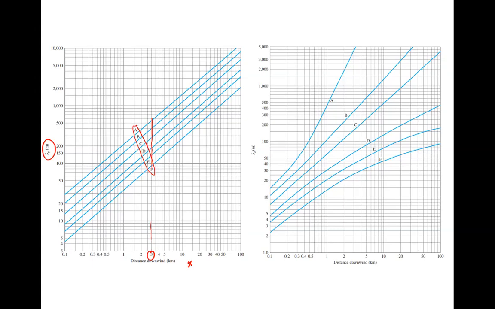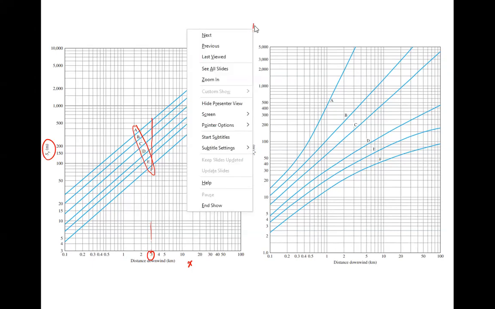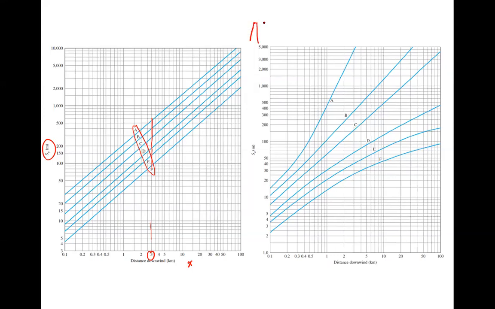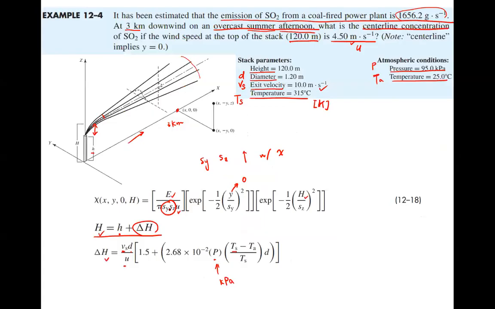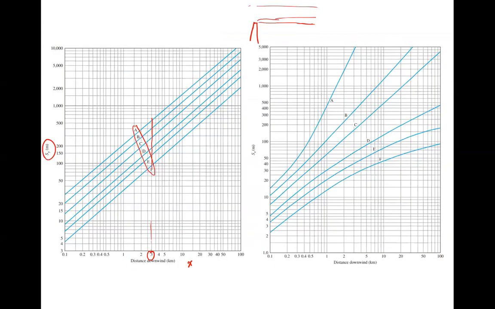So they represent the stability of the air, right? Under very stable conditions, the plume won't be able to spread too much. It's just going to get concentrated in here, just like the plume in here, quite concentrated. But under unstable conditions, it's going to get widely spread. This is unstable. This is stable.